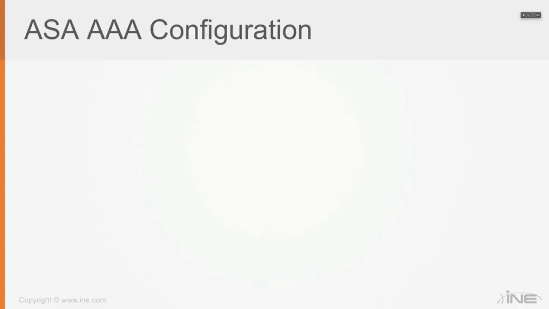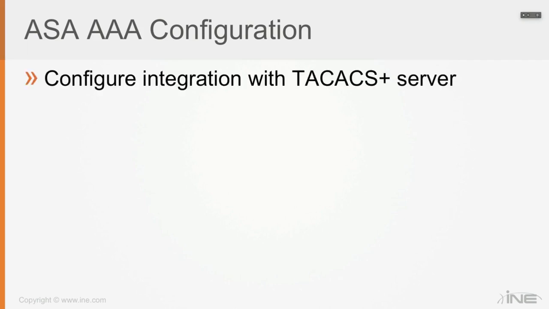Now, from the ASA point of view, configuration will be similar to what we've done on the IOS. A couple of differences make sense just because ASA is a different platform. First of all, we don't have to enable a new model on the ASA. The ASA by default uses the new model. We just have to start by configuring integration with the TACACS server.